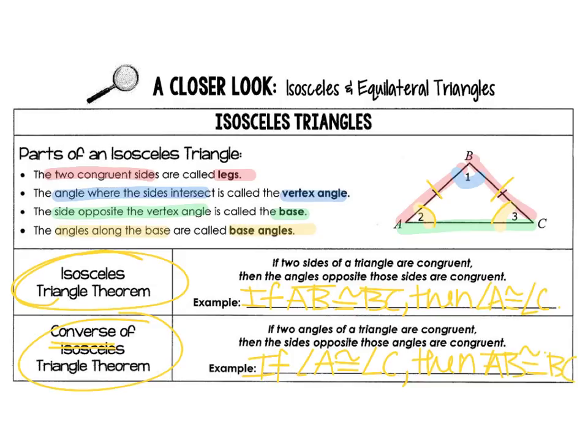All right, and remember the word converse just switches it around. So the converse of the isosceles triangle theorem is just our hypothesis and conclusion switched around. In the isosceles triangle theorem, we're saying if the legs are congruent, then the base angles are congruent. And the converse tells us if the base angles are congruent, then the legs are congruent.